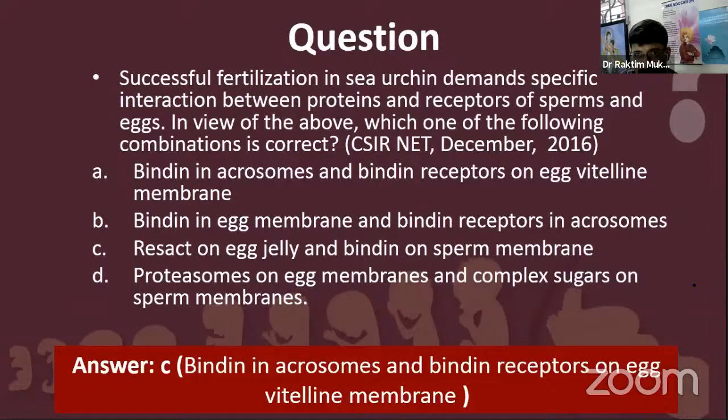First of all, successful fertilization in sea urchin depends on specific interaction between proteins and receptors of sperms and eggs. In view of the above, which one of the following combinations is correct? Well, I'm afraid please consider this question as null and void. When I provide the assignment, I will repeat the question once again. Due to a typographical error, only the options have been typed. Actually, it's not the options, just like the previous question, there is a set of combinations A and B, C and D, like that.